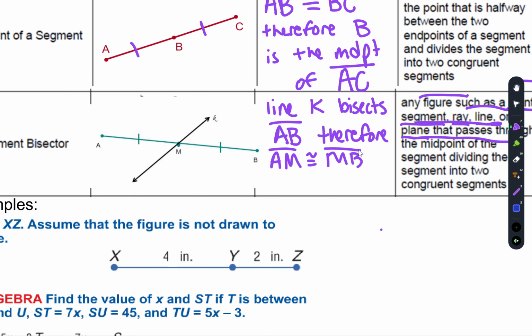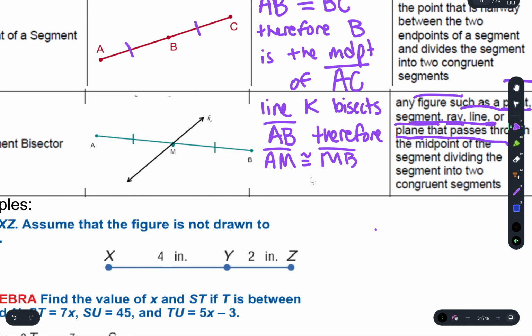We're going to get more into proofy language later on. You'll understand what that means. But this also works the same way backwards. If I know that AM and MB are congruent, then I can say that line K must be a bisector of that line. So maybe I'm going to draw a little arrow here that it works both ways.